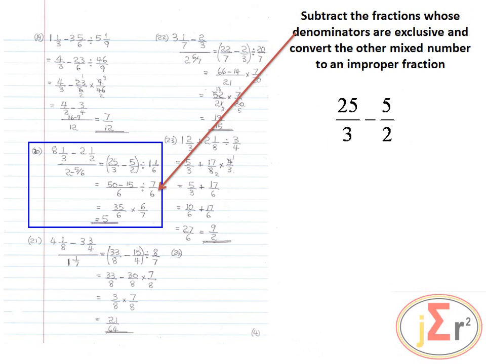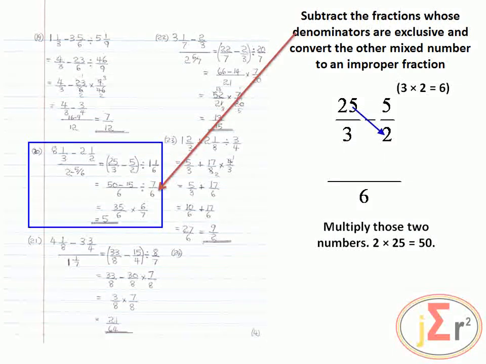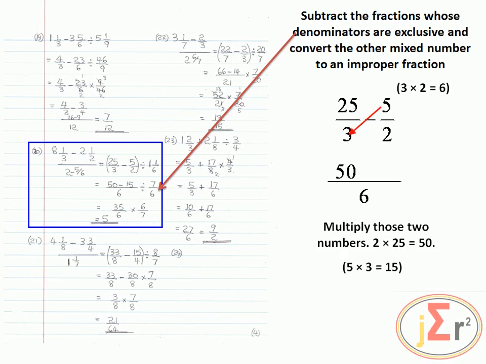Subtract the fractions whose denominators are exclusive and convert the other mixed number to an improper fraction. We have another mixed number, the one that we obtained by subtracting 5 over 6 from 2. So let's go straight ahead and make use of exclusive denominators. The new denominator will be the product of those two. Then we have the product of those two will be the next thing, which is 50. And then we have the product of those two, which is 15.